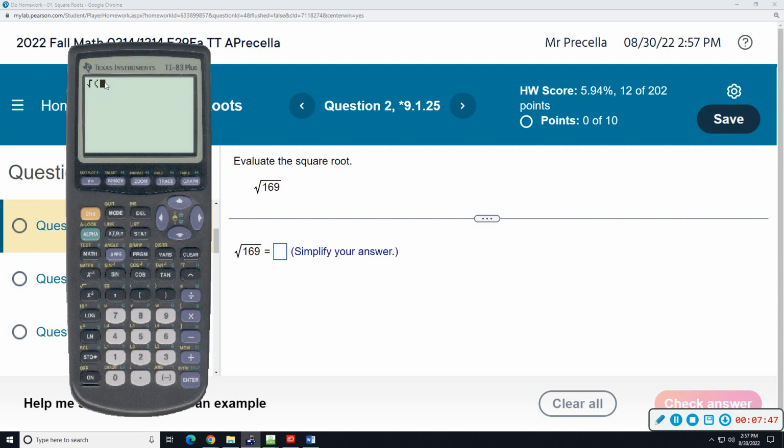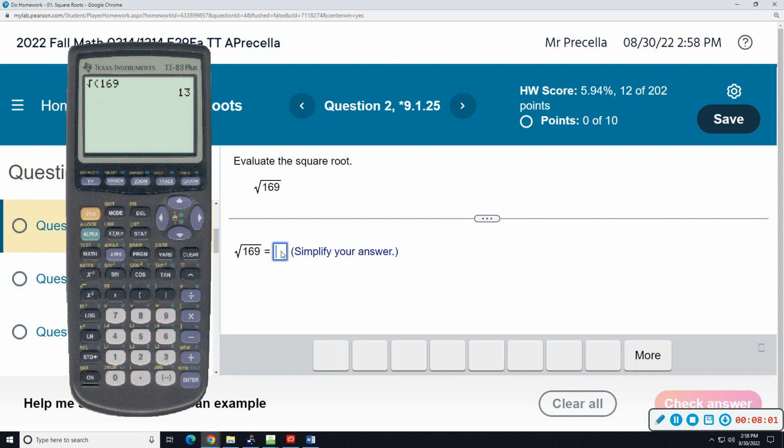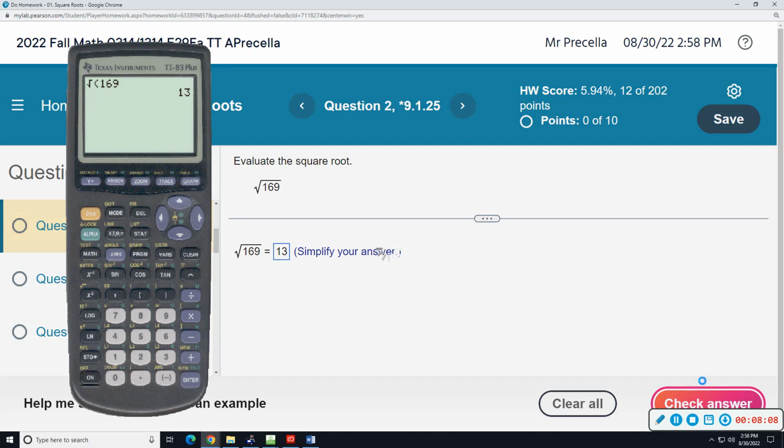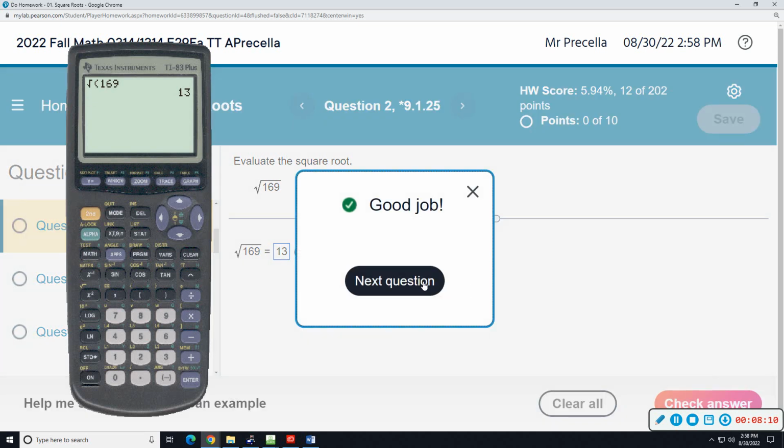And what am I going to type now? 169. And sure enough, you get 13. So you're going to want to have a calculator right from the start for things like number crunching. So I'm going to write in here 13. And down here I'll check answer. And it says, good job.